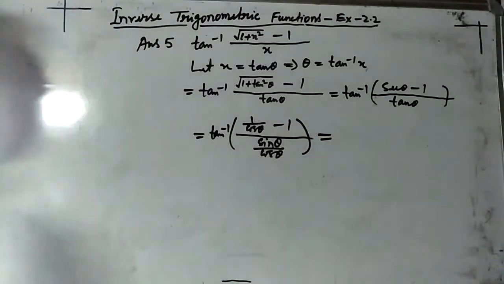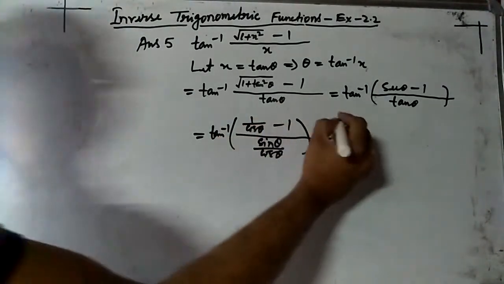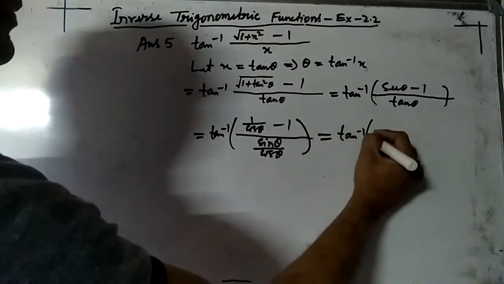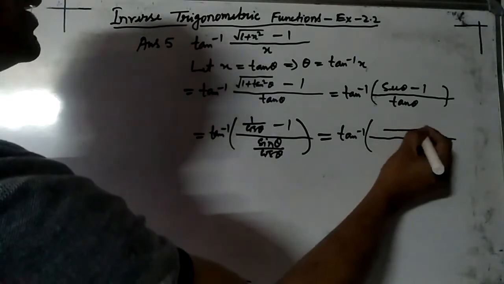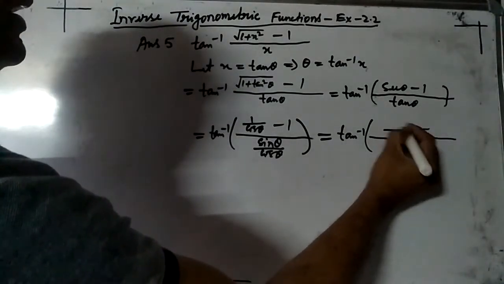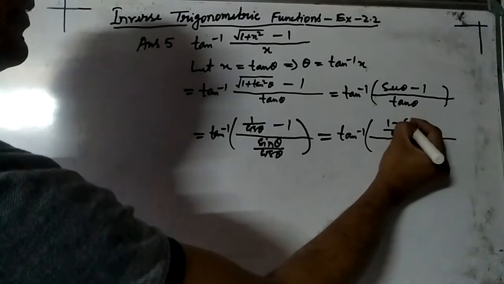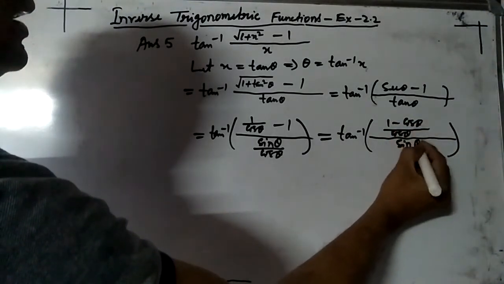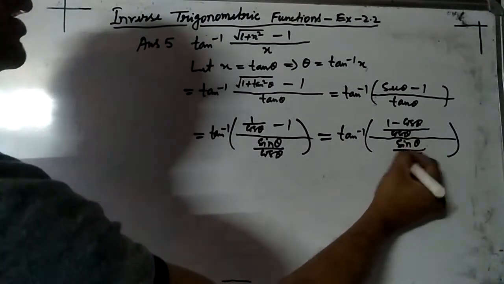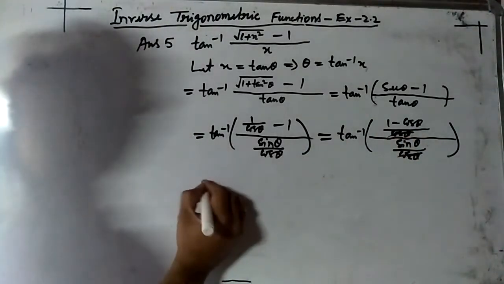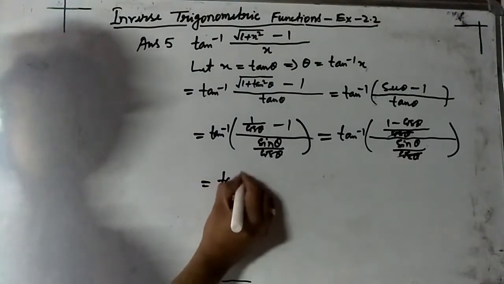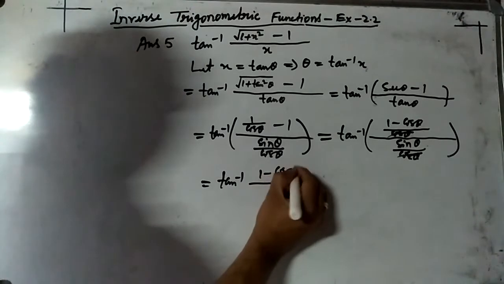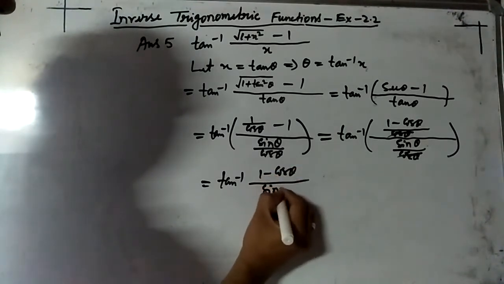Equals, now take LCM. Tan inverse bracket, if we take LCM, here cos theta, then 1 minus cos theta, in denominator sin theta by cos theta. This cos theta cancels, then tan inverse, we got in numerator 1 minus cos theta and denominator sin theta.